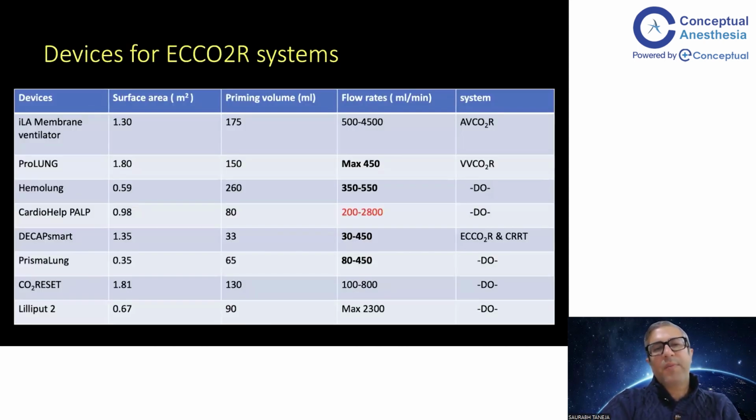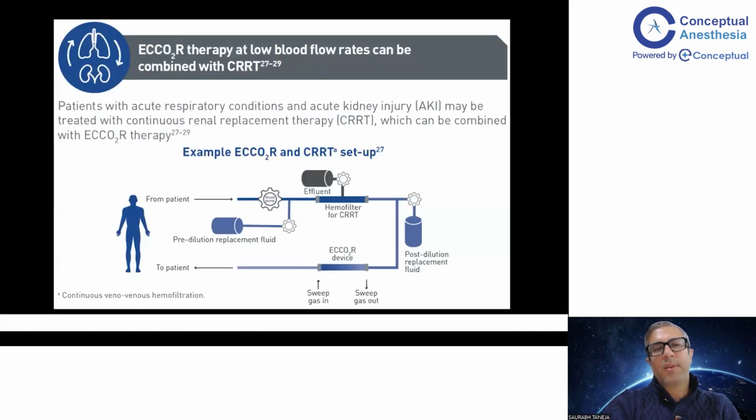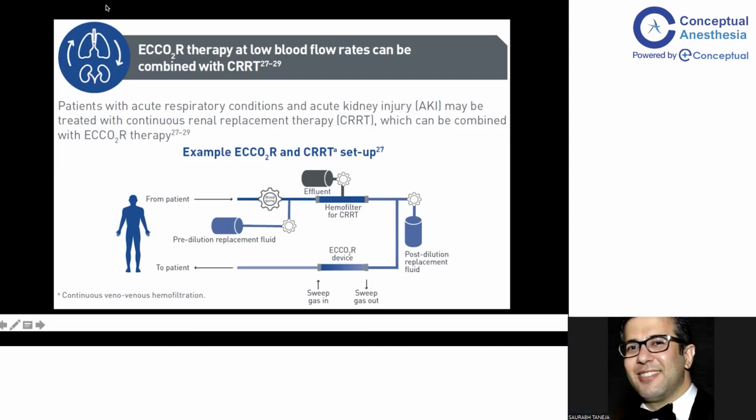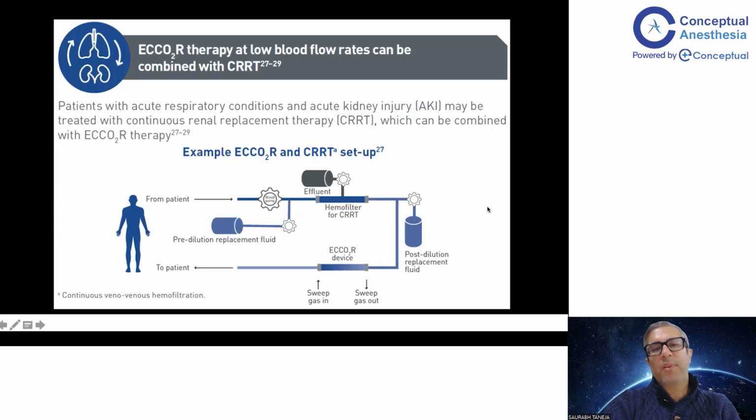Various devices and various surface areas with different flow rates are available. There are some devices in which you can use the same device for CO2 removal and ECMO as well, like Cardiohelp. When we talk about CRRT, which is continuous renal replacement therapy, and ECCO2R, it is usually connected in a circuit. You can see the blood is coming from the patient, going to the blood pump, then the CRRT filter, which can have pre-dilution as well as post-dilution replacement fluid, and then the extracorporeal CO2 removal device. So this is the order of the ECCO2R and CRRT setup, which is connected in series.